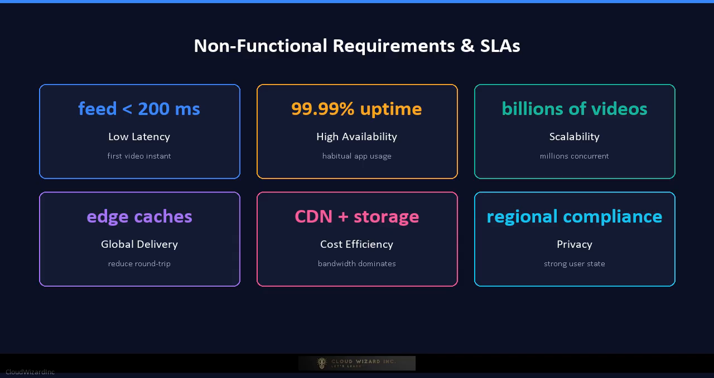It must scale horizontally to handle billions of videos, tens of millions of uploads per day, and millions of concurrent viewers. Global distribution matters because latency from a user in Southeast Asia to a data center in Virginia is unacceptable. Cost efficiency is critical because video storage and bandwidth dominate the bill. Data consistency can be relaxed for some features, like view counts, but must be strong for user state, like follows and privacy settings. And privacy compliance is non-negotiable across regions.